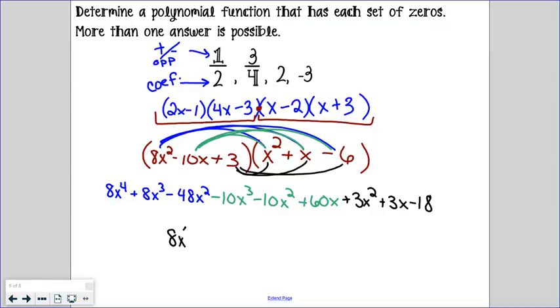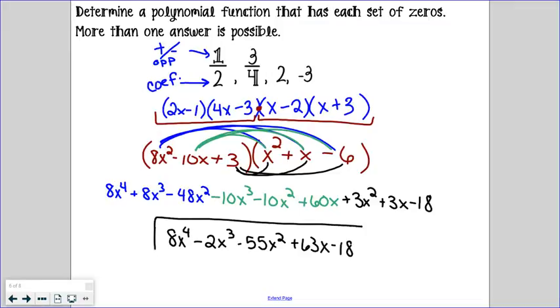We have 8x to the fourth. 8x cubed minus 10x cubed is negative 2x cubed. We have a couple x squareds here, so negative 48, negative 10, negative 58, plus 3 would be negative 55x squared. Plain x's, 60 and 3, 63x, minus 18. All right. We are about done today.